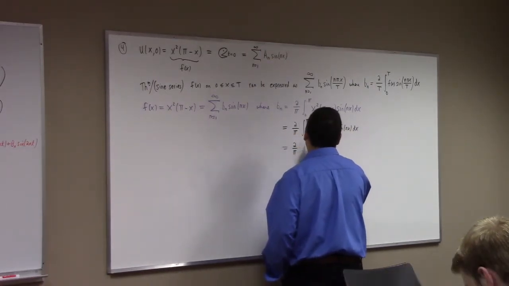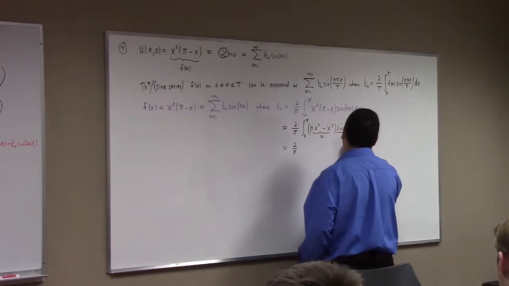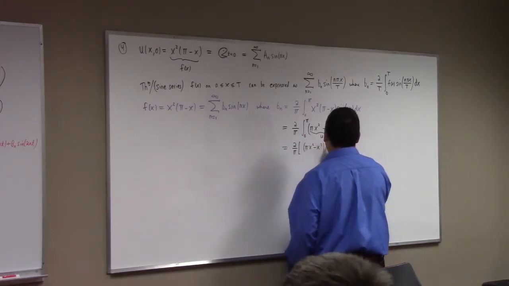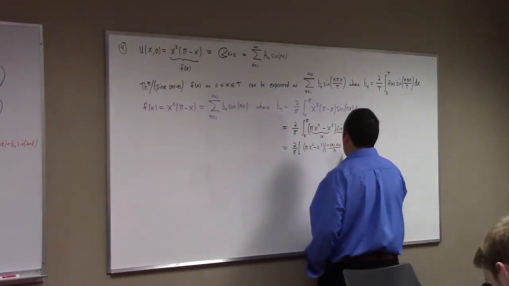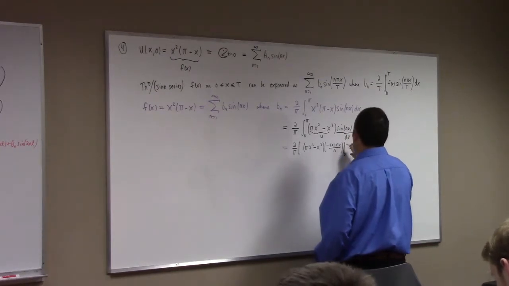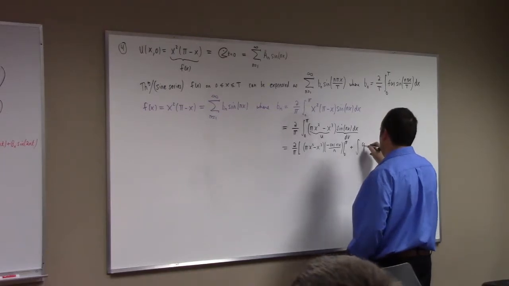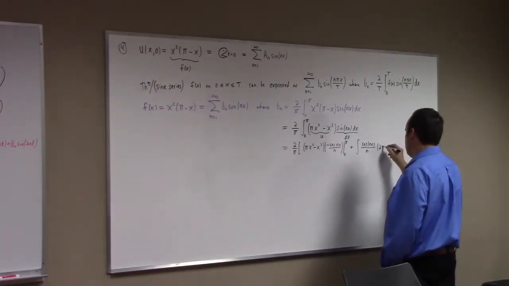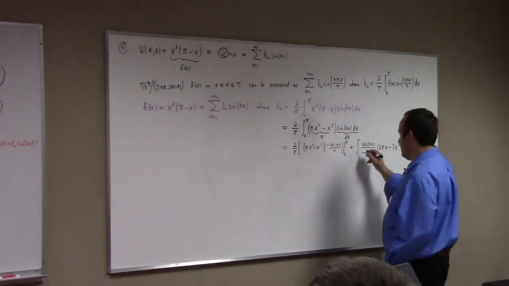2 over pi. And let's see here. I'll make this my u, make this my dv. So I get 2 over pi, x squared minus x cubed times minus cosine nx over n, right? You've got to evaluate that from 0 to pi. And then plus the integral of cosine nx over n times 2 pi x minus 3x squared dx from 0 to pi.